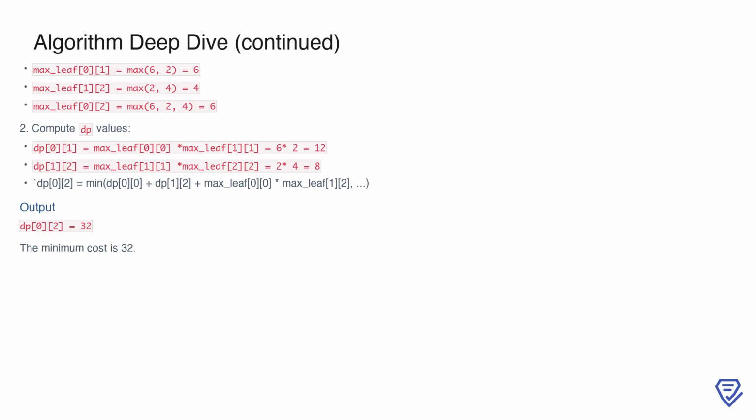Next, we compute the DP values. For the subarray [6, 2], the cost is the product of the two elements, which is 6*2 equals 12. For [2, 4], the cost is 2*4 equals 8. Finally, for the entire array [6, 2, 4], we calculate the minimum cost by considering all possible partitions. Using the formula, the result is dp[0][2] equals 32. Thus, the minimum cost to construct the tree is 32. This example demonstrates how the algorithm efficiently combines pre-computed values in dynamic programming to arrive at the optimal solution.